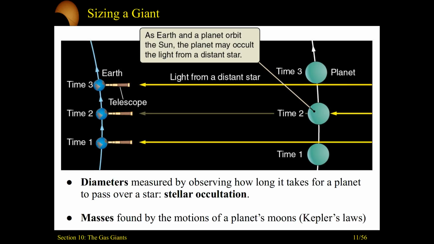Now, if you want to ask questions about, say, the masses of the planets, well, you're going to need tricks like observing a moon orbiting around the planet. Remember Kepler's laws. You need to have a satellite orbiting around the planet. And if you have the distance of the satellite and how quickly, or specifically the period of the satellite to go around the planet, that will get you the mass of the planet itself.